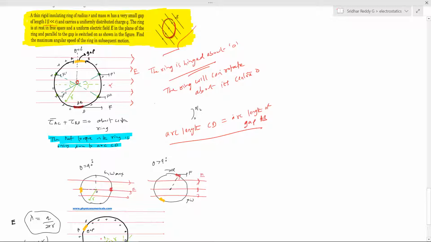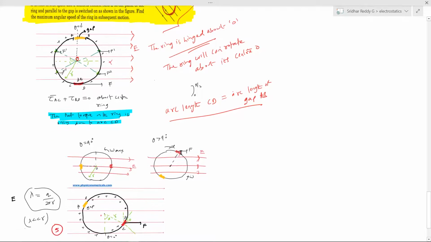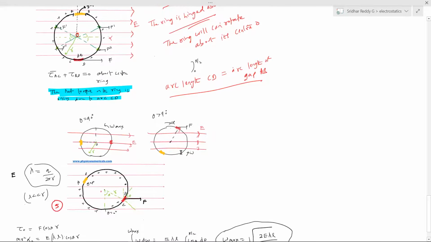Now what will happen to the ring finally? So the ring starts rotating. Why does it rotate? Next question comes: what makes it rotate? Okay, let's do one thing. There's a torque acting. So this F into small r will set up a torque about point O in the clockwise direction. So it will start rotating.